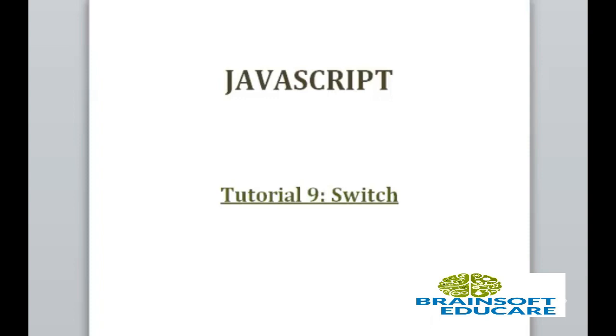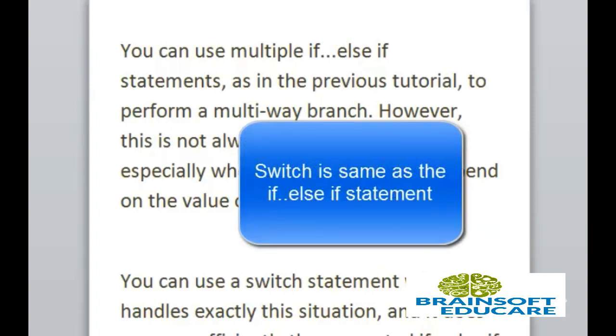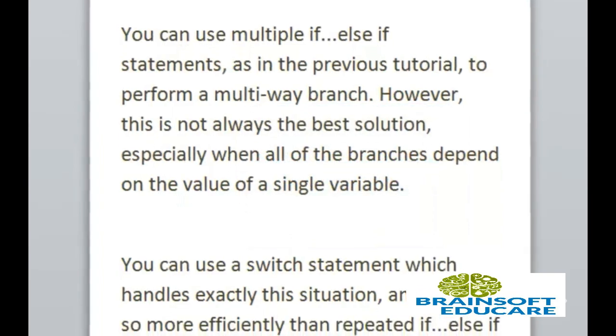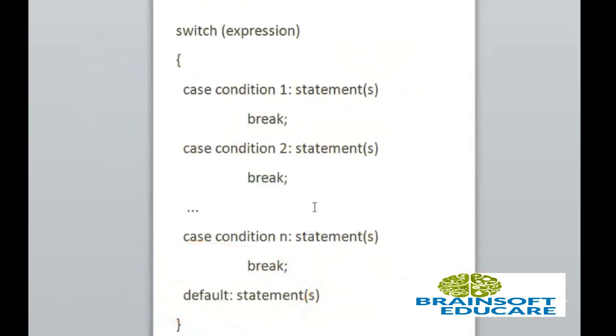In this tutorial, we are going to study another control statement, which is the switch statement. In our previous tutorial, we studied the if-else-if statement to perform a multi-way branch. However, this is not always the best solution, especially when all the branches depend on the value of a single variable. We can use a switch statement, which handles exactly this situation, and it does so more efficiently than a repeated if-else-if statement. This is the syntax of the switch statement.